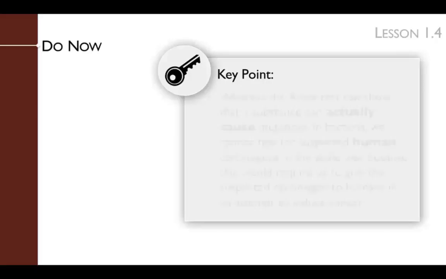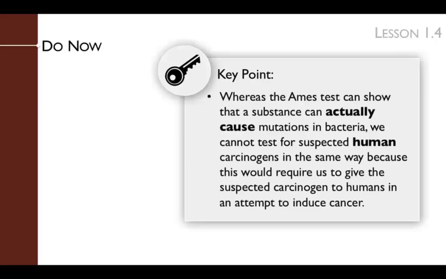The key point of the do now is that whereas the Ames test can show that a substance can actually cause mutations in bacteria, we cannot test for suspected human carcinogens in the same way because this would require us to give the suspected carcinogen to humans in an attempt to induce cancer.